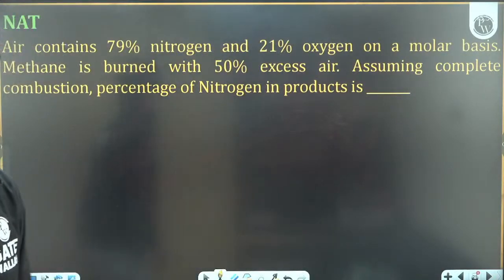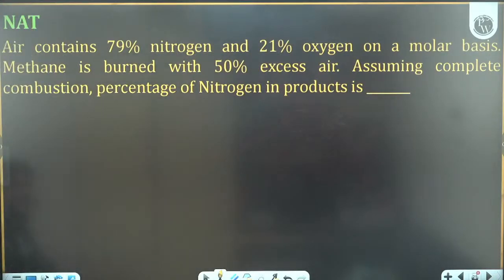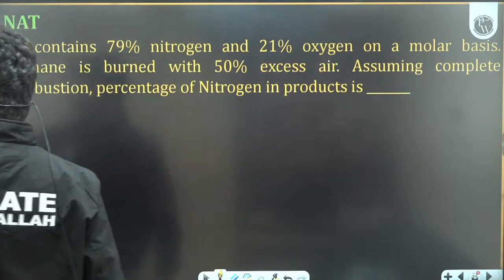So now let's do one more question on the basis of combustion chemistry. It says air contains 79% nitrogen and 25% oxygen on a molar basis. Methane is burned with 50% excess air. Assuming complete combustion, the percentage of nitrogen in products is. This is a very good question, excellent question. Calculate the value.